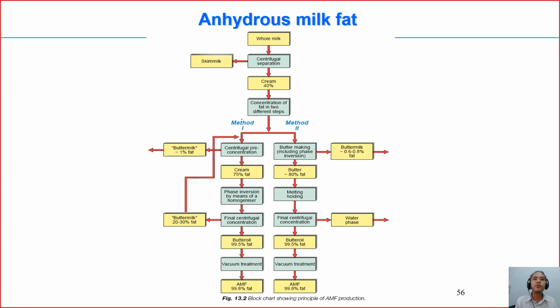So we have two methods to make it, method 1 and method 2. And method 2 is actually the conventional method. This means that from raw milk we make cream, and from cream we make butter. We already discussed up to here, right? From cream to butter we have a byproduct which is called buttermilk.